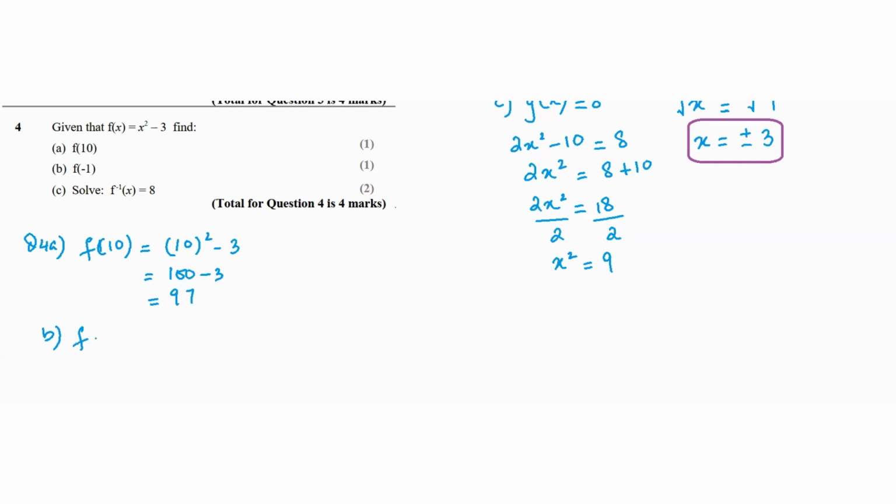Then part B, we have to find f of negative 1. So that's going to be negative 1 squared minus 3. Negative 1 squared is positive 1. So 1 minus 3 is negative 2. For part C, it says solve the inverse of x equals 8. So to do that, we need to first find the inverse. So to find the inverse of x, what we will do is we'll first put the function f of x equal to y, so y equals x squared minus 3, because that's what the value of f of x is.